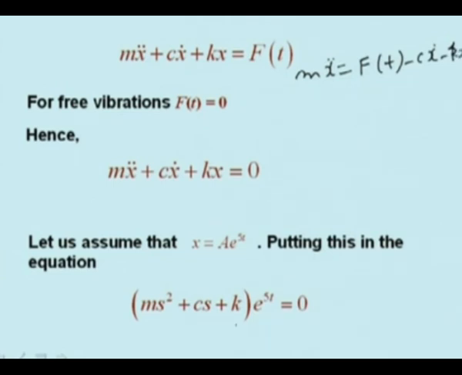Now for free vibrations, F(t) is equal to 0. Hence m x double dot plus c x dot plus k x is equal to 0 for free vibrations. So this is the equation for free vibrations with damping.